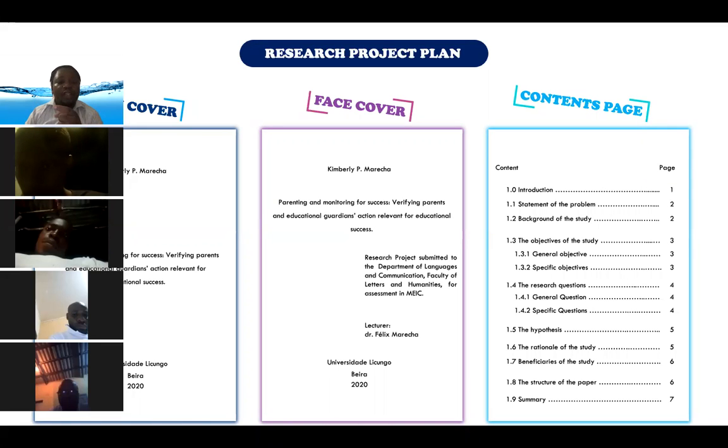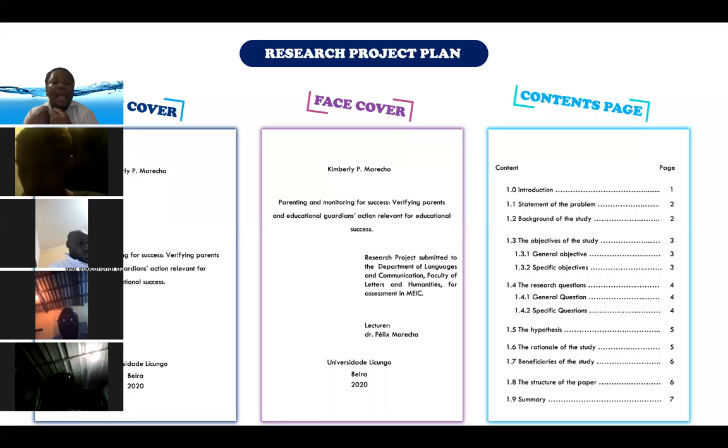So one general question, and you may have two specific questions, or three, or four specific questions. It's all up to you. You decide what you want to bring into your study, into your research project, because you are the one who is writing the research project. So the number of specific questions you bring all depends on what you want to achieve and what you're trying to do. Then after the research questions, you can also write a hypothesis.